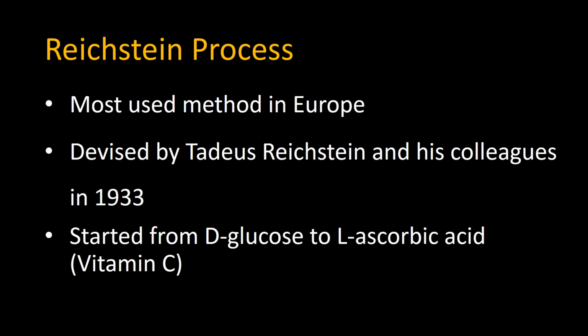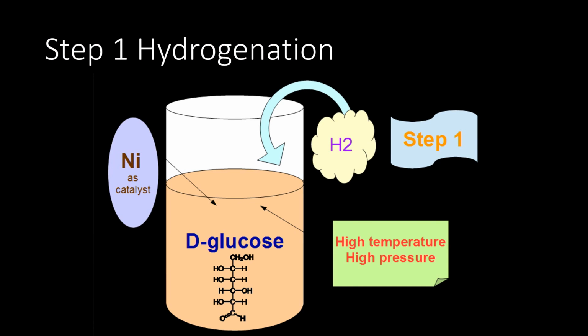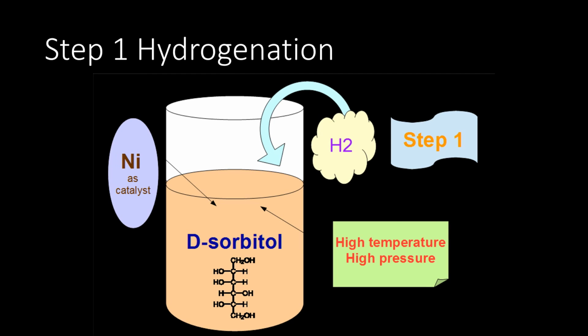Sure. So the reaction starts with D-glucose. What should we do first? First, we need to add hydrogen to the D-glucose. To do this, we have a mixture of glucose and hydrogen under 150 atmospheres of pressure and high temperature with a nickel catalyst. Then we get D-sorbate.